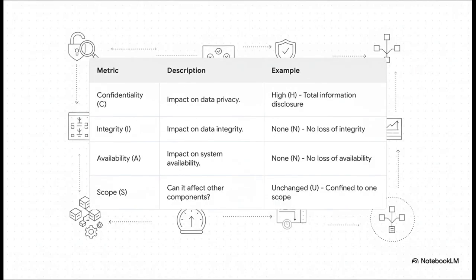Next up are the impact metrics. This is all about the damage that gets done, and it follows the classic CIA triad you've heard about: confidentiality, integrity, and availability. These tell you what the attacker gets if they succeed. Can they steal all your data? Can they shut the system down? And then there's the scope metric. This one asks a really important question. Can this vulnerability be used to attack other parts of your system? If the scope is changed, the overall score gets a serious bump.